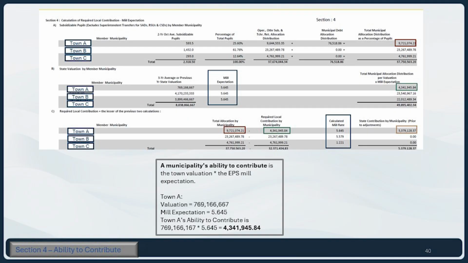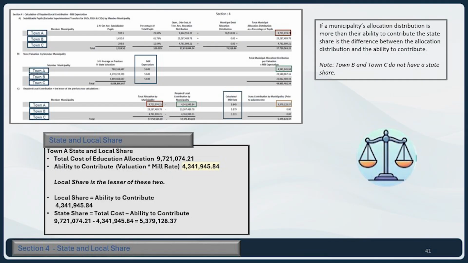So for Town A, based on their mill rate and their valuation, they can contribute just over 4.3 million. So we know that Town A is responsible for 9.7 million. We have now found they can only contribute 4.3 million. So the state share is the difference of those two. We simply take the total cost allocation, subtract what you are able to contribute, and that is the state share. So for Town A, that state share is just about $5.4 million.